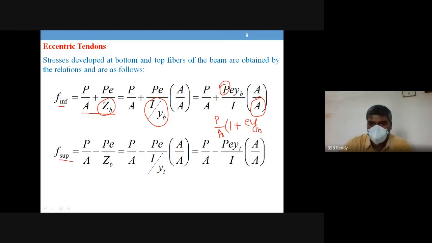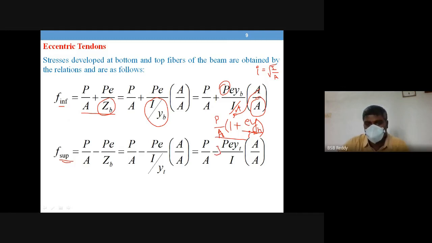So YB divided by, this A you can bring to the denominator, I by A. Square root of I by A is small i, the radius of gyration. If it is just I by A, then you have small i square. So this will be the final equation. Similarly for the top also.